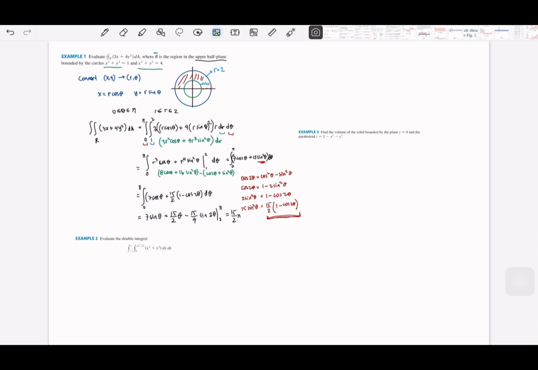Okay, so let me continue a little bit and perhaps finish off some examples here just to make sure that we are on the same page with the textbook.